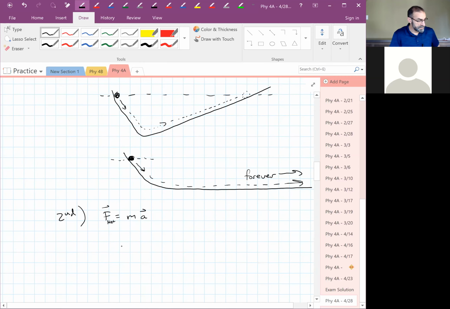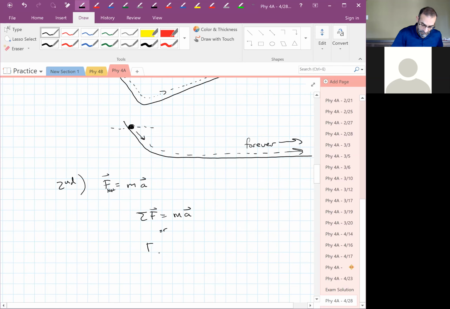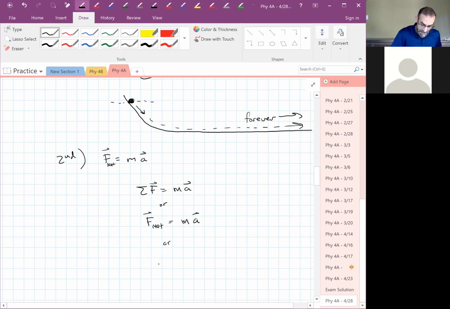So a lot of us write it this way, but it could be written a number of ways. Sum of the forces equals MA, or F net equals MA. It's the same thing, right? Or what might be better is if you write it this way: the acceleration is the net force over the mass.